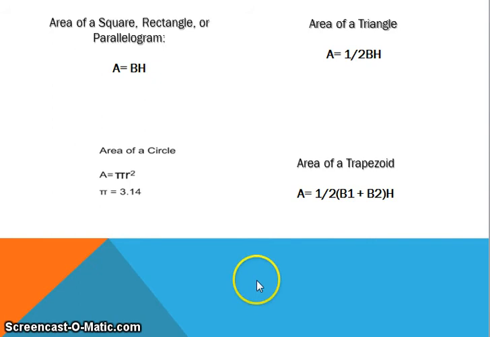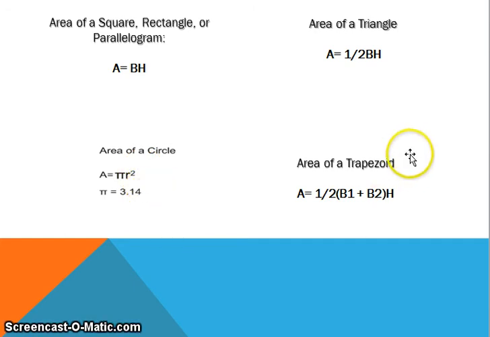Okay. A couple of formulas that you might need to write down in your reader's notebook for today. You should already have an area of square, rectangle, or parallelogram. That's area equals base times height. You should already have the triangle, which is area equals 1/2 base times height. Area of a circle, which I showed you earlier on the previous slide, is area equals pi r squared, and pi will always equal 3.14.